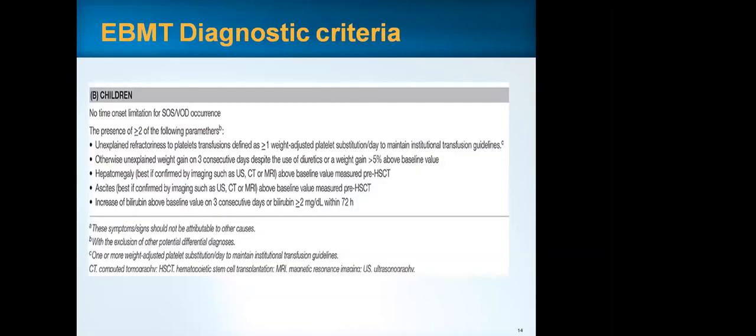So now, we are following the EBMT criteria. The EBMT criteria is the format we are seeing: the presence of 2 or more of the following parameters: unexplained refractory thrombocytopenia, unexplained weight gain, hepatomegaly, ascites, and increased bilirubin. So out of these 5 things, if the patient has 2 of the parameters, we are treating it as VOD.